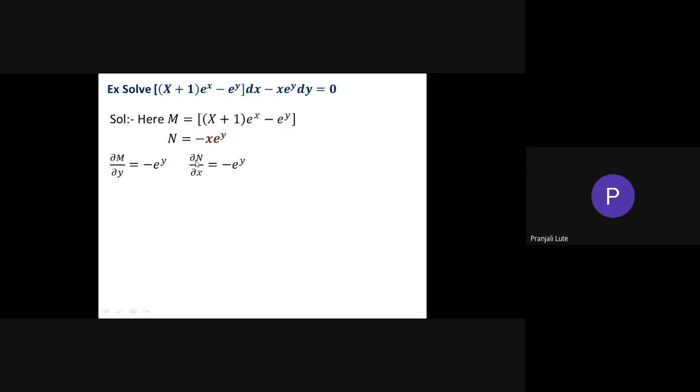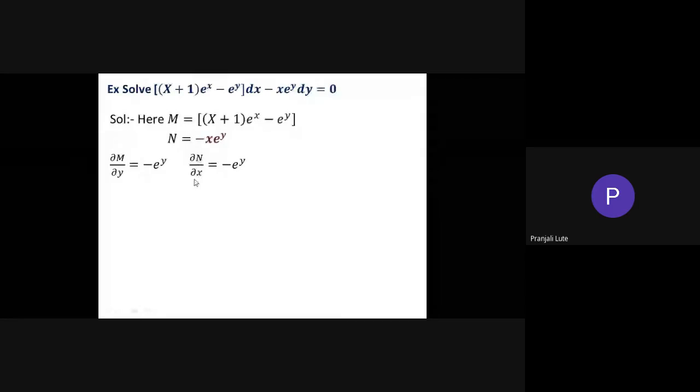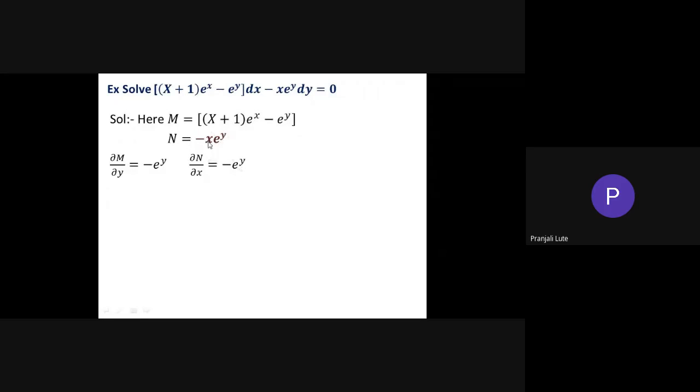Next we calculate del N by del x. So differentiate with respect to x. It means y is a constant term because this is the partial derivative. So e to the power y stays, and the derivative of minus x with respect to x is minus 1. So in this step, we have to observe that del M by del y and del N by del x both are same.